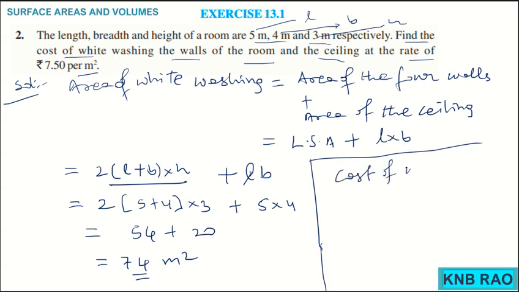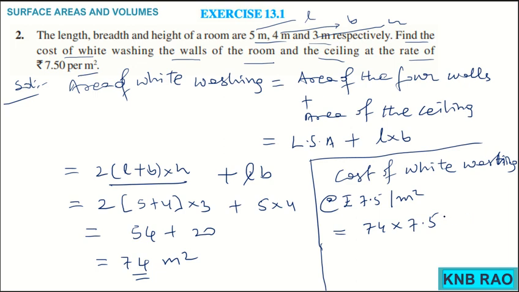Now we will go for finding the cost. Cost of whitewashing at the rate of rupees 7.5 per meter square will be 74 into 7.5 rupees, which is rupees 555. If you multiply, you will get the answer. So this is how we solve this question.